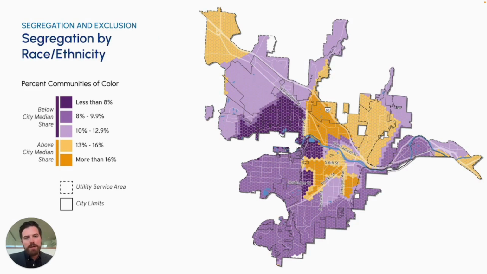The zoning map may also be contributing to segregation by race or ethnicity. And so this map shows the percent of the population in each neighborhood that identifies as a person of color. Areas in purple are places that have a lower population of people of color, and areas in orange have a higher share of the population that identifies as a person of color.